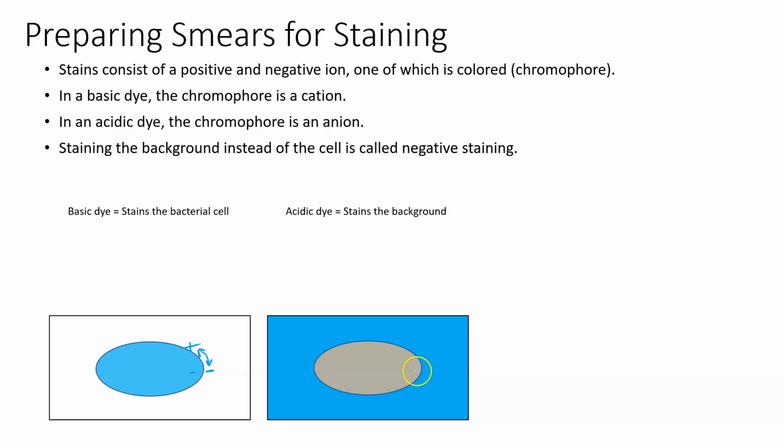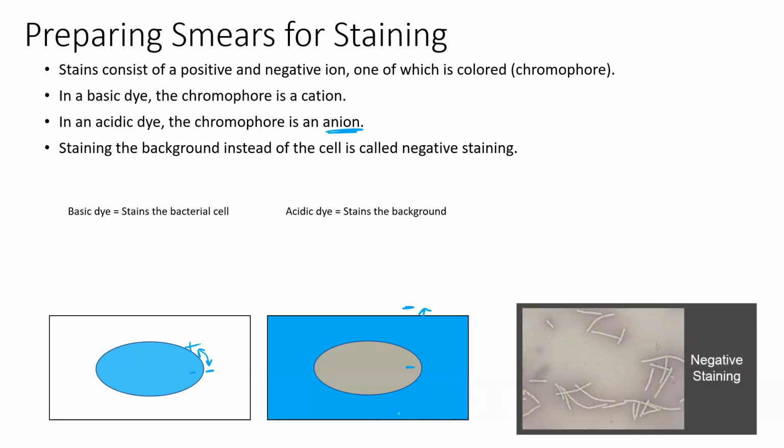In this particular situation, the cell was negatively charged, but the chromophore was an anion, and it too was negatively charged. The negative charge of the acid and the negative charge of the bacteria means that the acidic dye is going to be repelled by the bacterial cell and it will not adhere. And so all of the background material will be stained and the cell will not. We call that negative staining, where the background is stained and the bacterial cells are not.